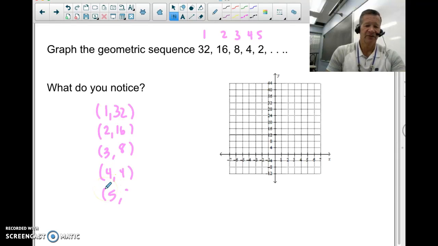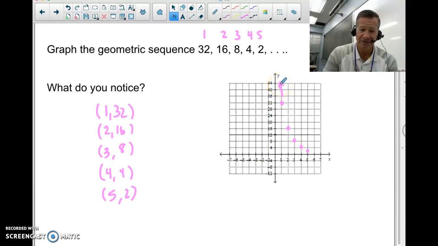So if I would graph those points, I would say 1, 32, that would be up here. 2 would give me 16. 3 would give me 8. 4 is 4. And 5 is 2, which would be about halfway in between there, okay? Now, this is probably going to be pretty ugly. But if you look at this pattern, this is coming downward.